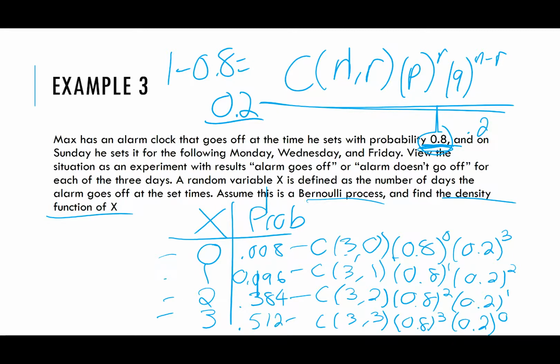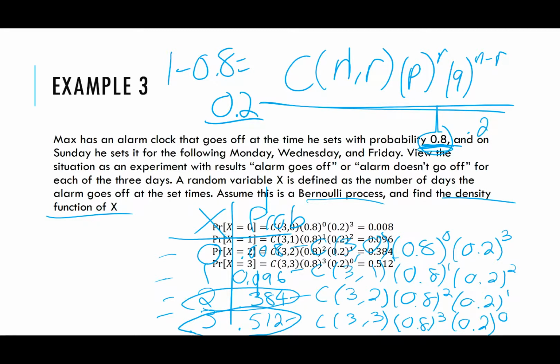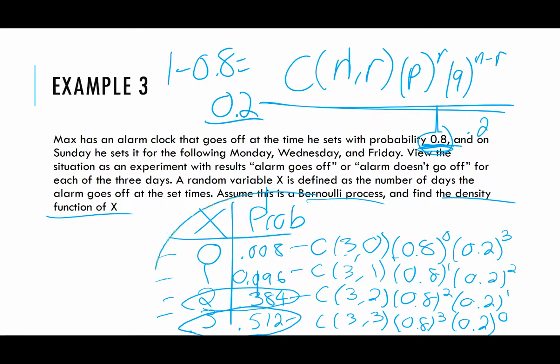So these are the probabilities that your alarm works that number of times. So it's a pretty decent chance that it'll work all 3 days, but there's also a pretty good chance that it'll only work 2 of those 3 days. Obviously, the probability of 1 or 0 is very, very small, but I guess technically those could happen. All right, so again, that is the probability density function. It's just this table here.